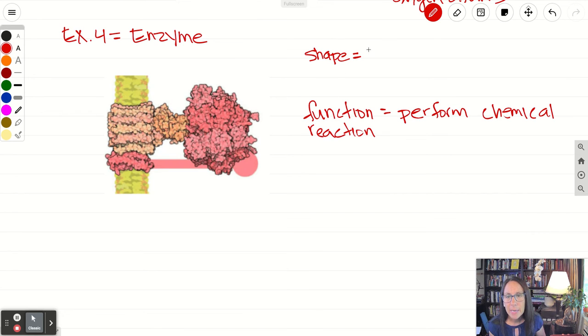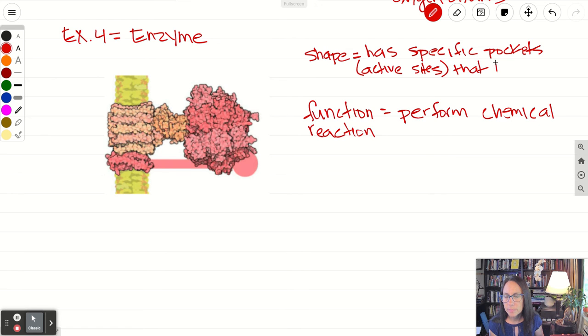But the shape, it has specific pockets. Okay, these pockets are called active sites that hold the substrates in a chemical reaction. In a, I'm just going to shorten this because I'm out of room. Reaction is sometimes written like that, RXN.